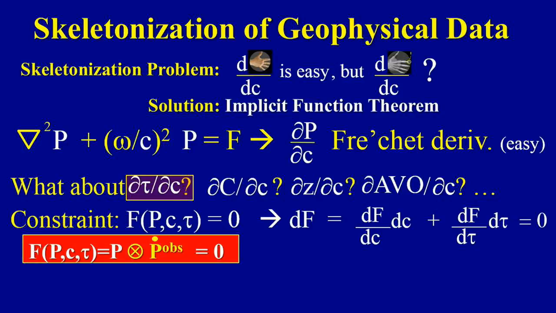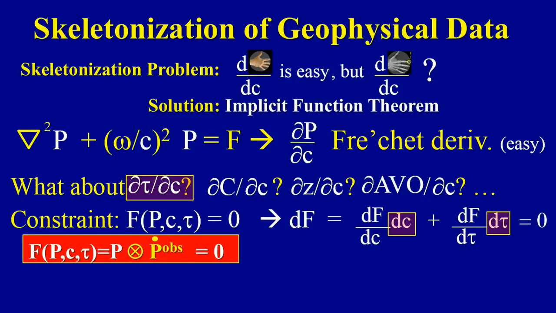And that's what we need to start off with the implicit function theorem. And the implicit function theorem says, okay, we have an equation constraint. You perturb it with respect to the variables of interest. In this case, the variables of interest are tau and c, tau being the shift of the cross-correlation function, c being the velocity model. And we can set it equal to zero because that's a stationary point for this constraint function. We can rearrange this equation.